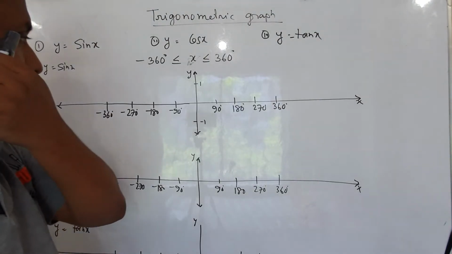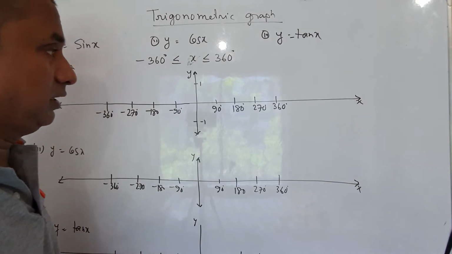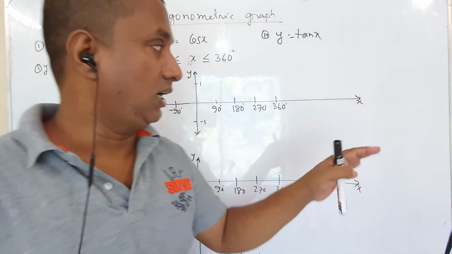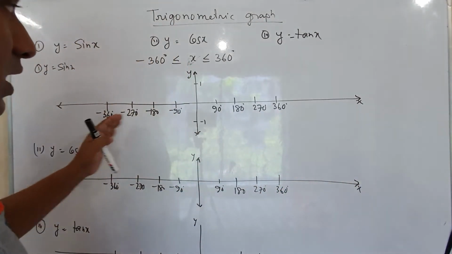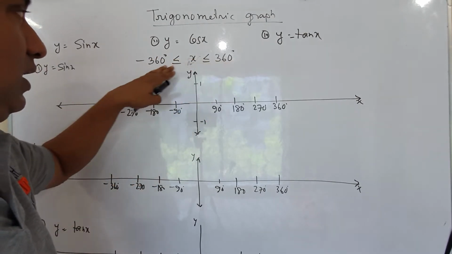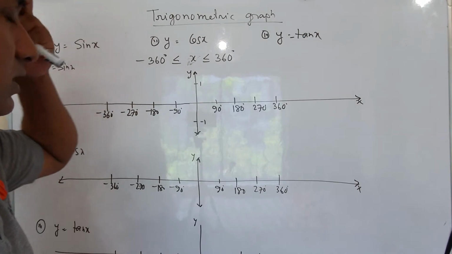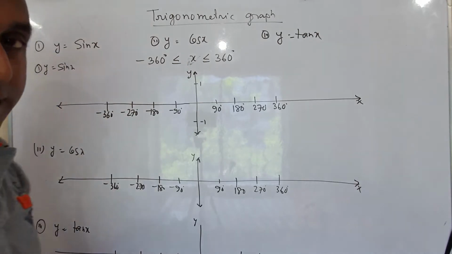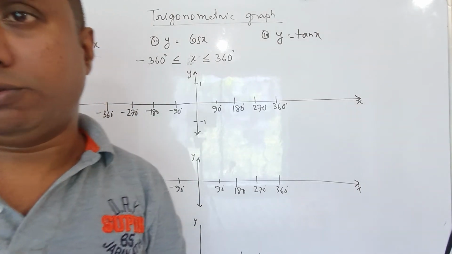Now see here how to sketch this graph. This is the x-axis and this is the y-axis. Your domain is indicated from minus 360 to 360. Let us take a calculator.